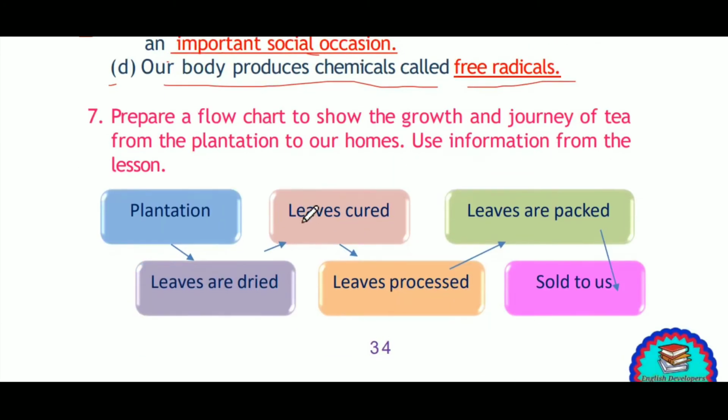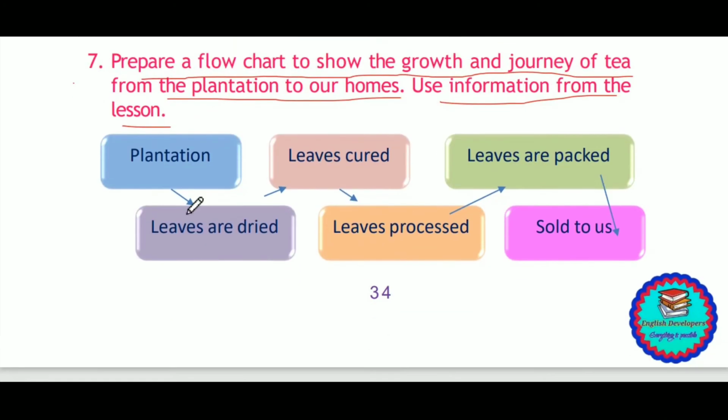Now question number 7. Prepare a flowchart to show the growth and journey of tea from the plantations to our homes. Use information from the lessons. Answer is given directly. First, plantation. Next, leaves are dried. Next, leaves are curled. Next, leaves are processed. Next, leaves are packed, and last one, sold to us.